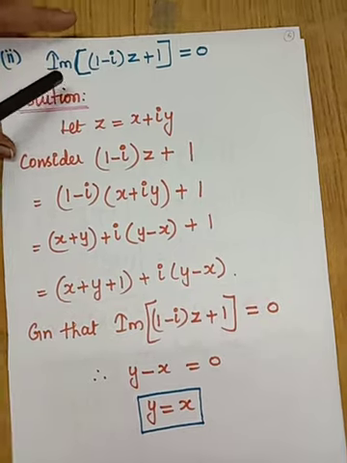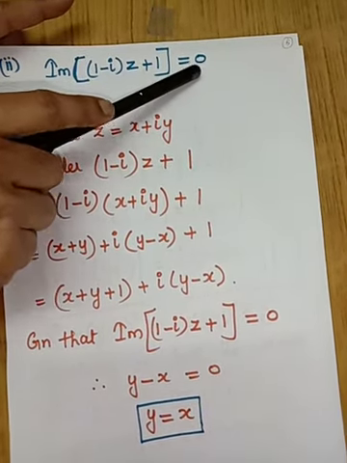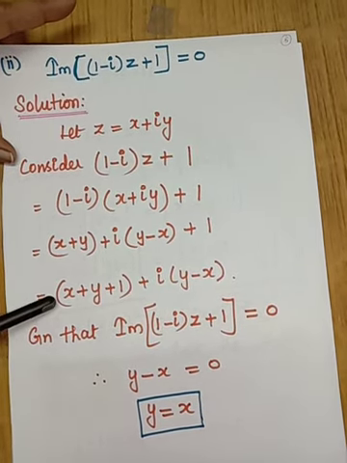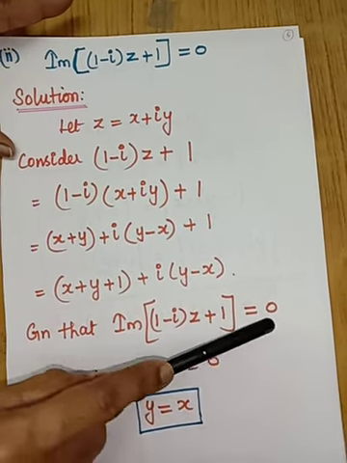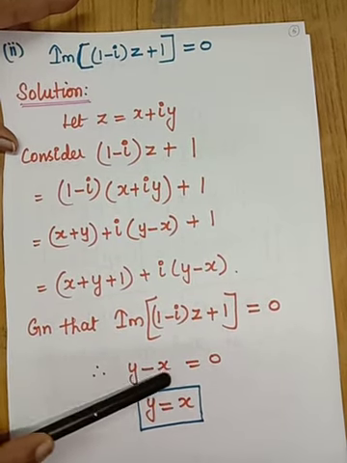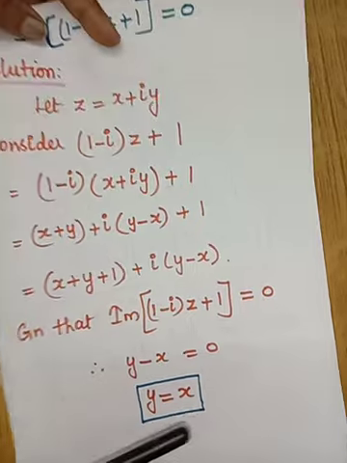Okay, in this, what is given? The imaginary part of this complex number is equal to 0. We have found the complex number here. Which is the imaginary part? The imaginary part is y minus x. That only is equal to 0. So the imaginary part of this complex number is y minus x, that is equal to 0. So you are getting y is equal to x.